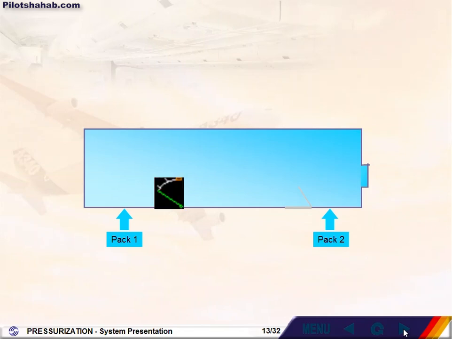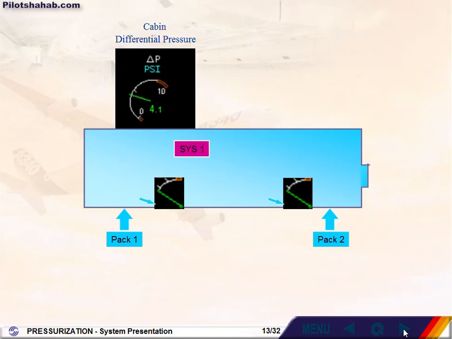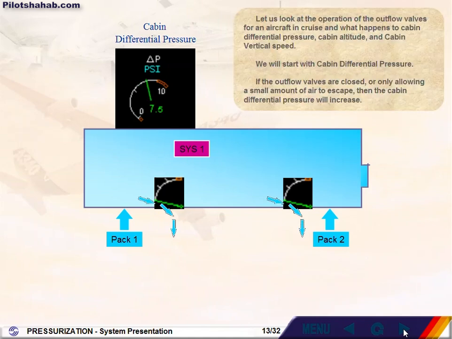Let us look at the operation of the outflow valves for an aircraft in cruise and what happens to cabin differential pressure, cabin altitude, and cabin vertical speed. We will start with cabin differential pressure. If the outflow valves are closed or only allowing a small amount of air to escape, then the cabin differential pressure will increase.